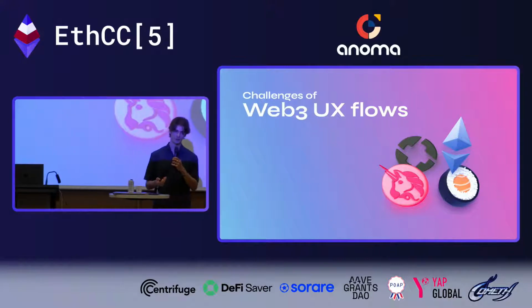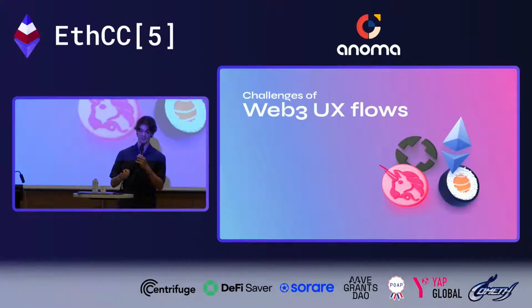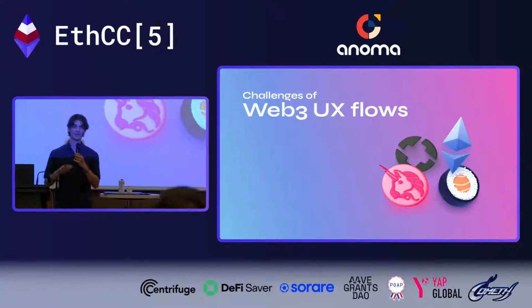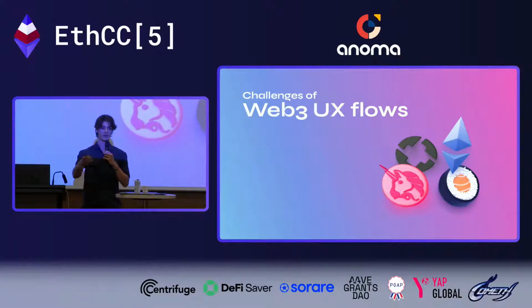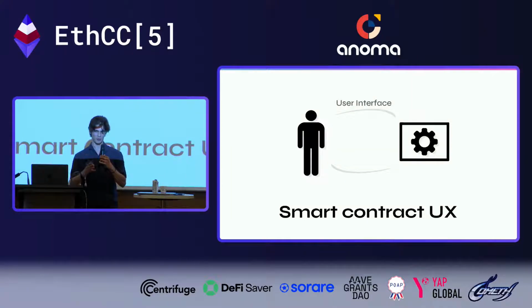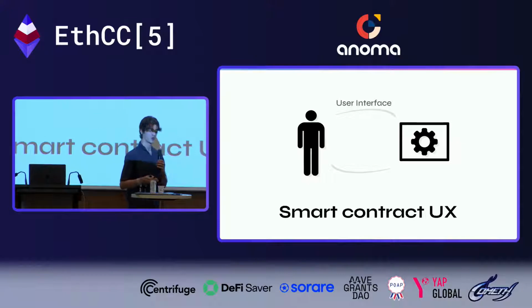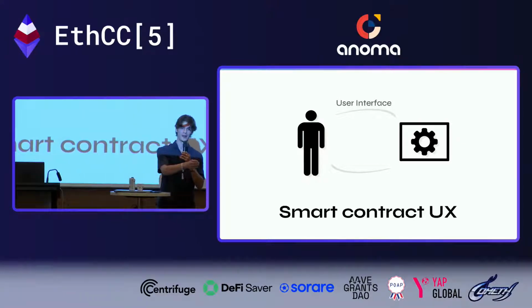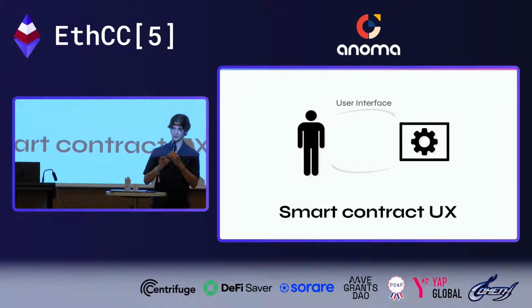Then we're going to see what are the challenges of UX flows in Web3. There are many, many technical constraints of being decentralized that we're going to see right now, and that we builders, developers, designers have to work around in Web3. The main one that I want to talk about today is the smart contract UX. Because in the end, smart contract is what your users are going to be interacting with, even if they go through a UI. Smart contract UX is extremely important.